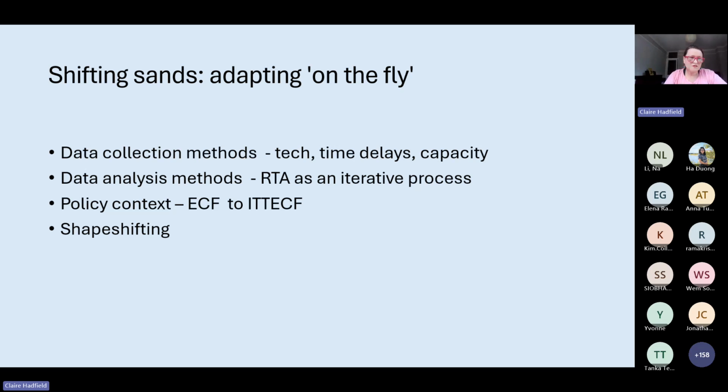Policy context shift, especially we've had changes of government during the time that I've been doing my PGCE. The ECF itself, the first iteration, didn't last long. It became quickly evident it wasn't working well. And there's another version of it now that's just coming online. And the Labour government also impacted the wider context for my participants. There was a shift in focus.